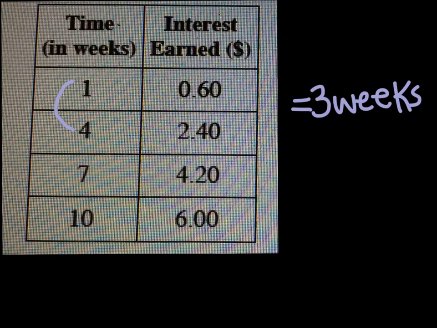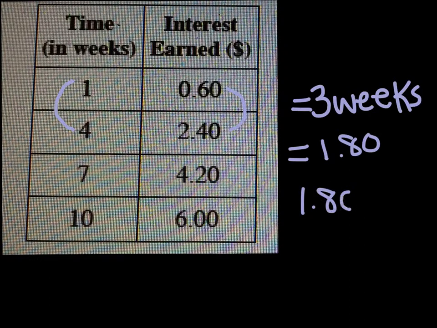After you find the change in weeks, you have to find the change in interest earned over time. So you're going to take $2.40 and subtract from it 60 cents. When you subtract those two quantities, you get $1.80. So now you have the change in interest, which was $1.80, over the amount of weeks, which is 3. So you have $1.80 over 3.